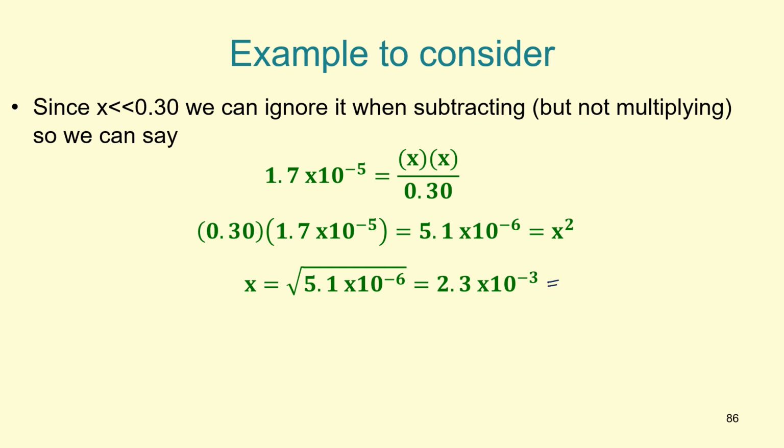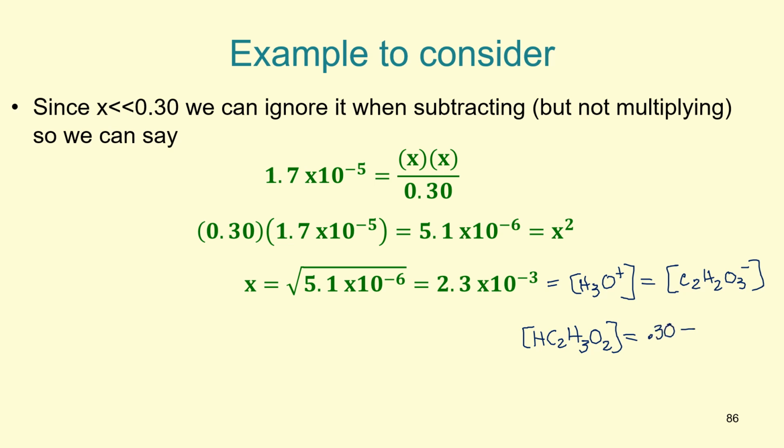And what is that equal to again? It's equal to X, which we also know is equal to H3O plus, which is also equal to the acetate ion. And we know that the HC2H3O2 is equal to 0.30 minus 2.3 times 10 to the minus 3, or 0.0023. So we can see that to 2 decimal places, this still rounds to 0.30. So our assumption was correct, so that's good.